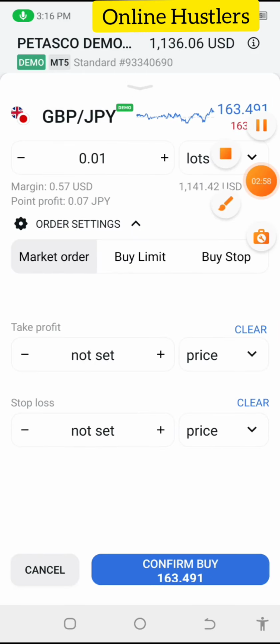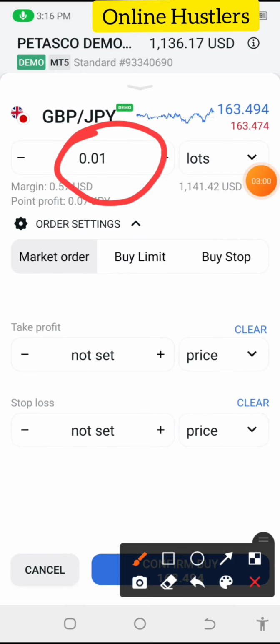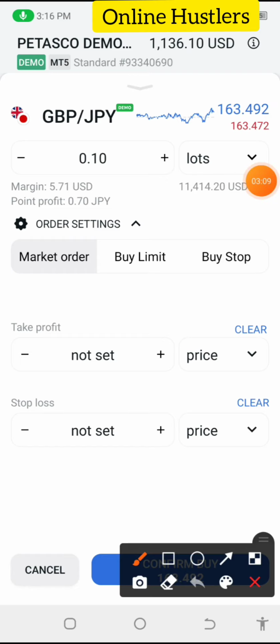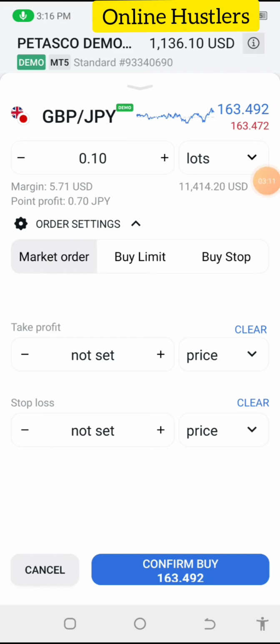Here's our lot size, so we'll be changing it to 0.1. In case you don't know what lot size is, I explained that in my previous videos on how to use MT4 and MT5. Lot size is very important, so if you have no idea about it, check my previous videos.